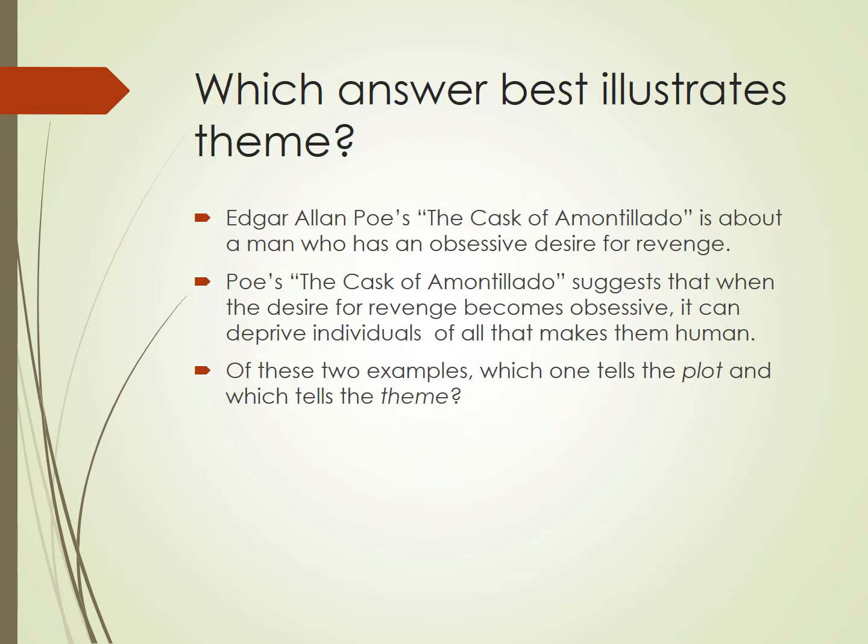So I want you to stop a minute and think about which answer best illustrates the theme in the examples below. Edgar Allan Poe's The Cask of Amontillado is about a man who has an obsessive desire for revenge. Poe's The Cask of Amontillado suggests that when the desire for revenge becomes obsessive, it can deprive individuals of all that makes them human. Of these two examples, which one tells the plot and which one tells the theme?